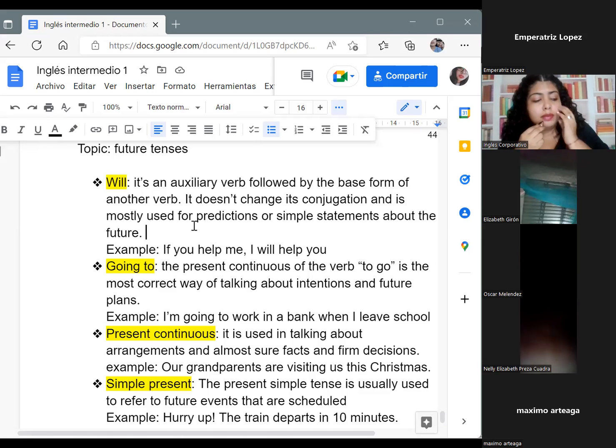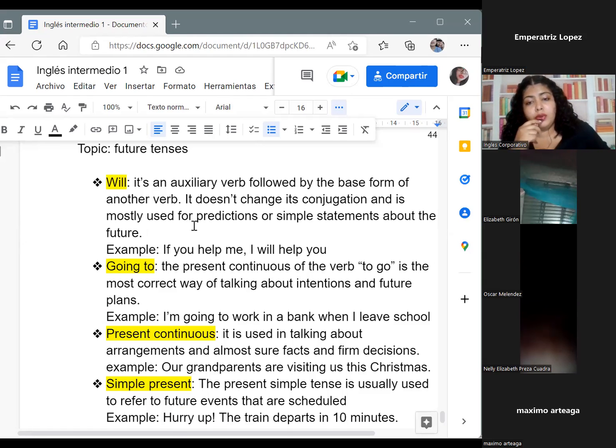Now we are going to see some information about the future simple, in this case just the use of will. We are not going to talk about going to. We are just going to use will, because we have different uses for will, and we are going to see what the uses are.